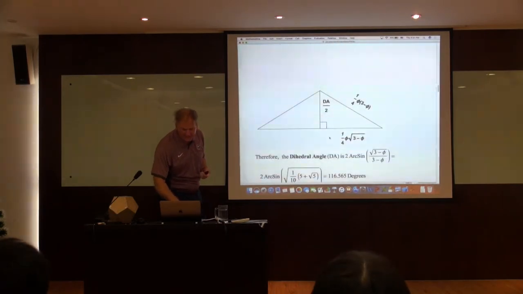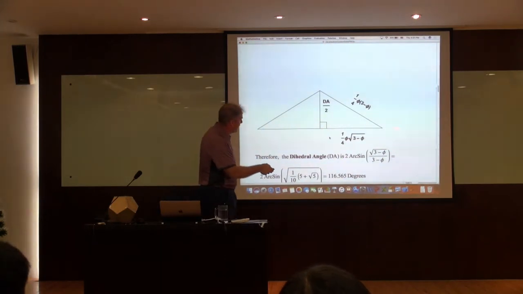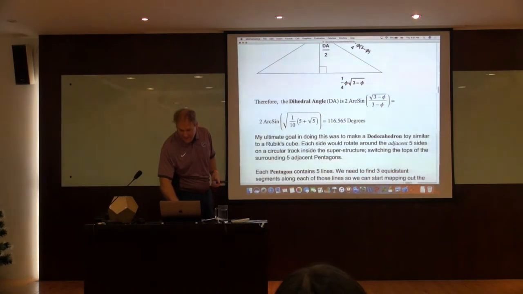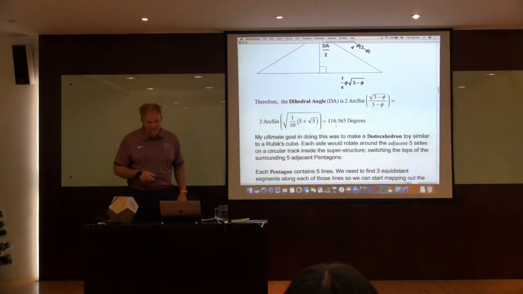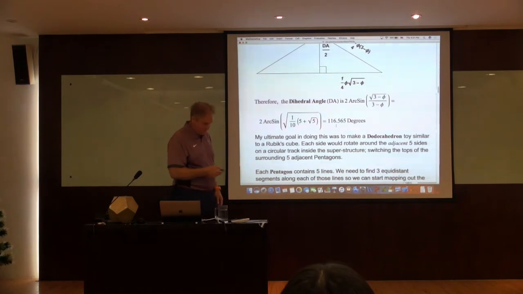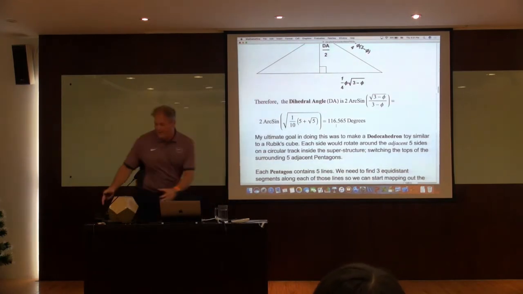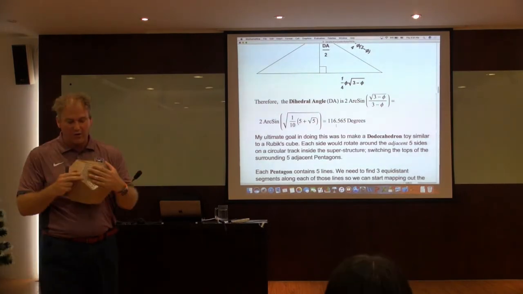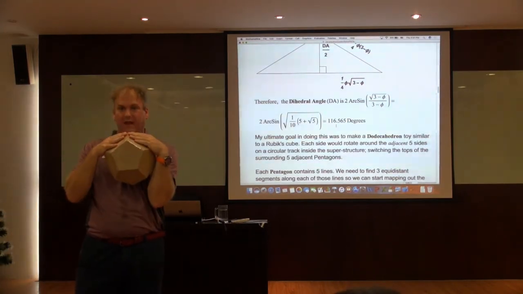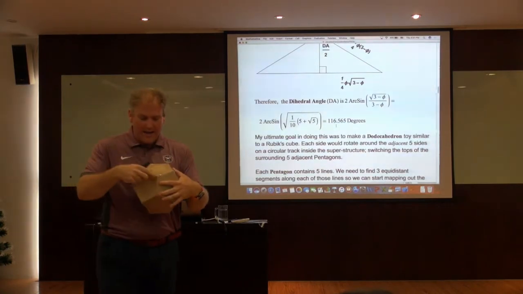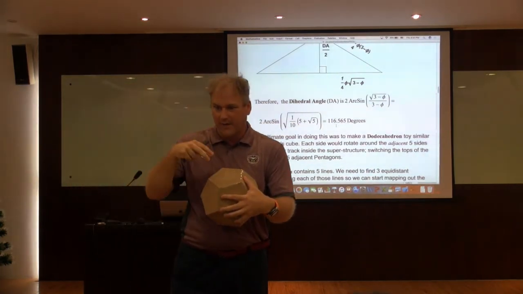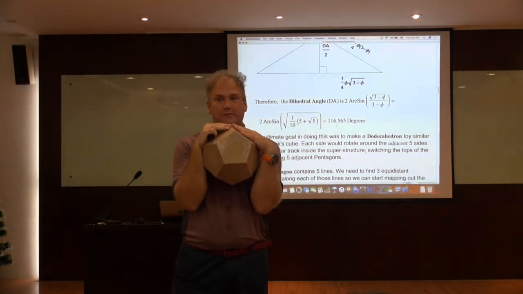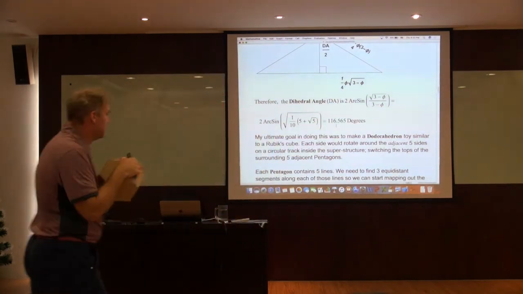So I just split it in half. I know this length, right? I know that length. And easily, using some basic trigonometry, I'm able to find the dihedral angle and it's 116.565 degrees. So that's going to help me a lot. Because remember, if I want to make this thing turn, I need to know how those guys meet together. I'll show you what the pieces are in a minute. I'm going to break it apart now. So I need to know those angles. How do they meet? It's very critical, right?